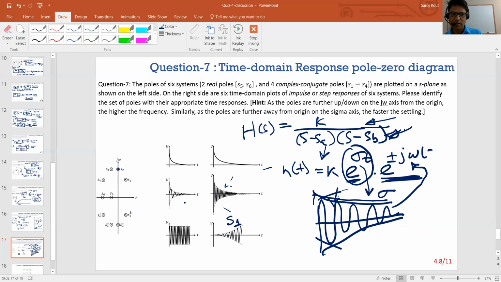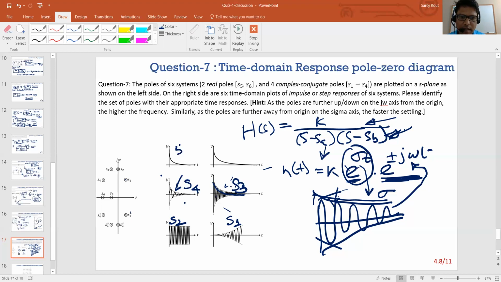And for oscillators, they're always on the j omega axis because sigma is 0. Then you get just a plain sine wave. So that's this one here, that's your S2. And this one here, you can see I chose two where one frequency is higher than the other. If you want to find out whether it's S4 or S3, the one which is higher up on the j omega axis is S3 here. And you can see it's closer to the sigma axis, which means it takes longer to settle, so that must be S3. And this one is obviously S4.